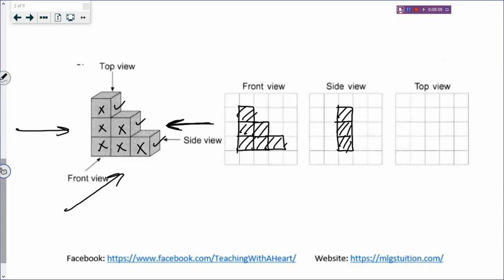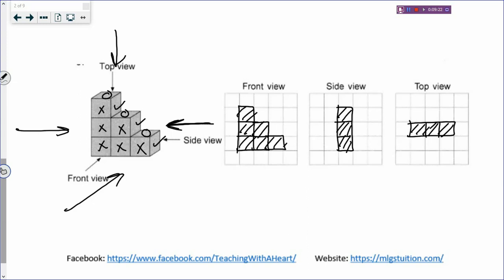Okay, alright, now how about the top view? Top view, you look down from above and you will see 3 squares in a row, and you draw 3 squares in a row, and that is how you draw your top view. And that's how you draw the top view, front view, and the side view.